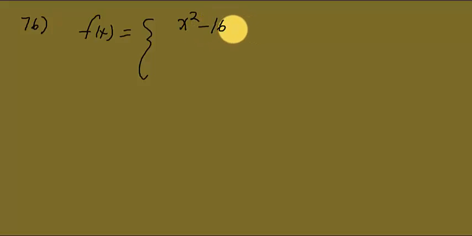Now here's an important problem that shows up on the AP test, and this is 76. They give us a piecewise function. If it shows up on the AP test, a good chance you're going to get a problem like this on the quiz. So x squared minus 16x when x is less than 9, and then you have 12 times radical x when x is greater than or equal to 9.